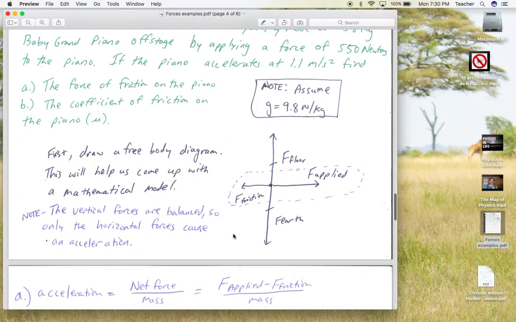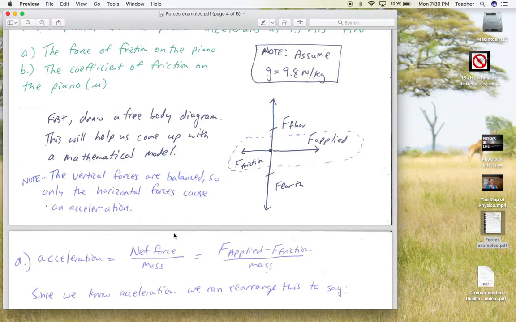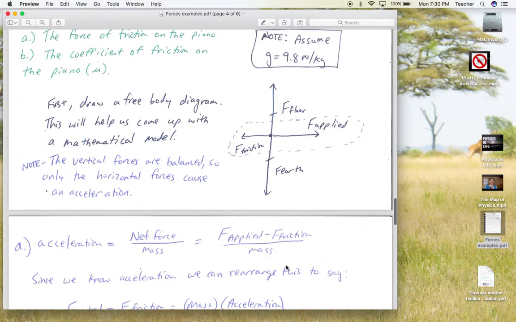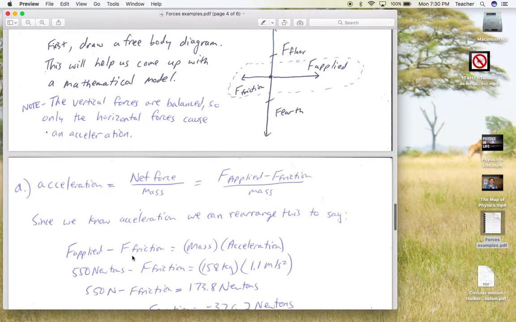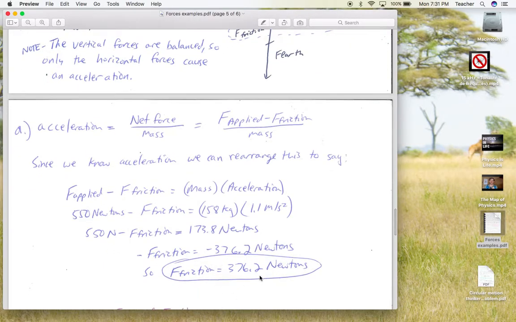So first of all, drawing the free body diagram. And again, assuming g is 9.8 meters per second squared or 9.8 newtons per kilogram. The vertical forces are balanced, so the horizontal forces cause an acceleration. So we've got an acceleration of the net force over the mass. That's the applied force minus the force of friction divided by the mass. And so F applied minus F friction is equal to the mass, which we know, times the acceleration. So essentially this tells me 550 minus friction is equal to 173.8. Friction is 376.2 newtons.